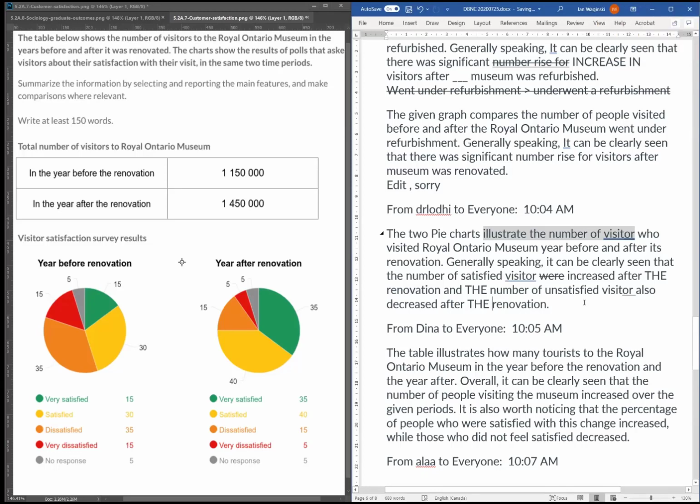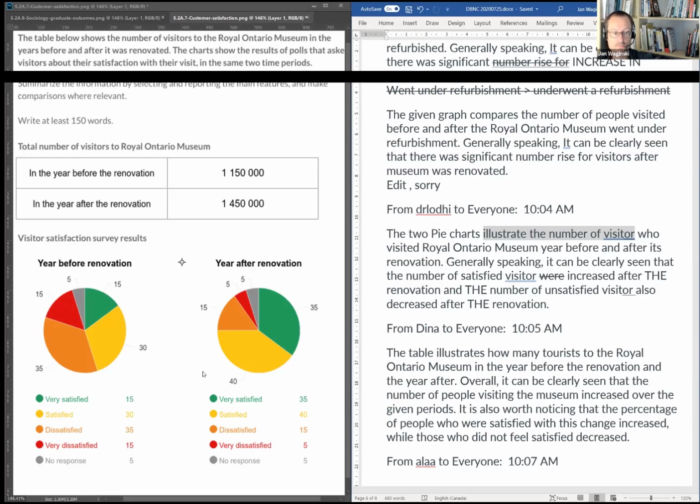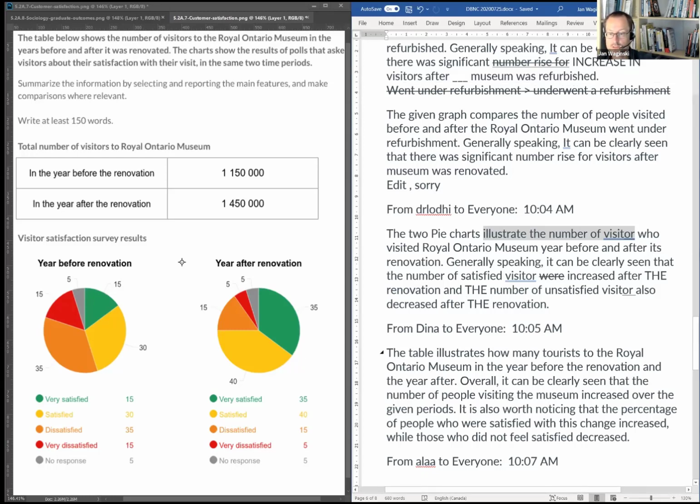How about the first sentence? Well, the table illustrates the number of visitors before and after its renovation. And the pie charts show visitor satisfaction levels before and after the renovation. Okay.